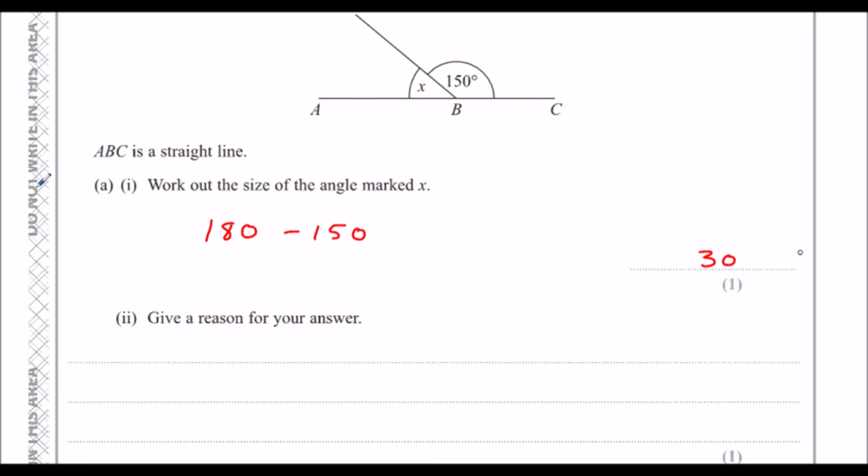Give a reason for your answer. That's because angles in a straight line add up to 180 degrees. Angles on a straight line add to 180 degrees.